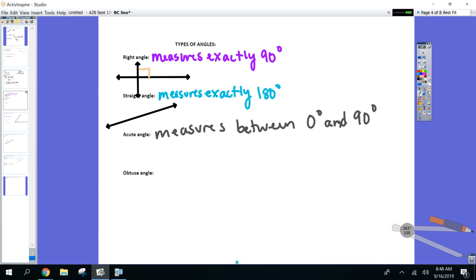What about obtuse now? Learn your lesson from acute. Obtuse. Not greater than 90. I need something more detailed. Measures between 90 and 180. Yep. Questions? You guys are pretty familiar with those 4, right? Good.